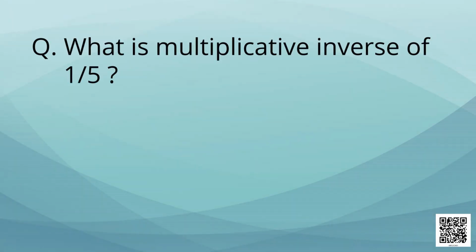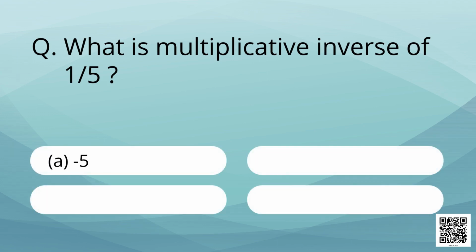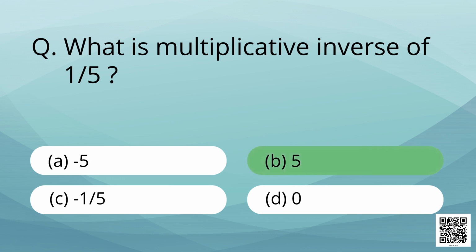Question number 3. What is the multiplicative inverse of 1/5? Your options are A. -5, B. 5, C. -1/5 and D. 0. So children, can you tell me the right answer? Yes, the answer is B, 5.